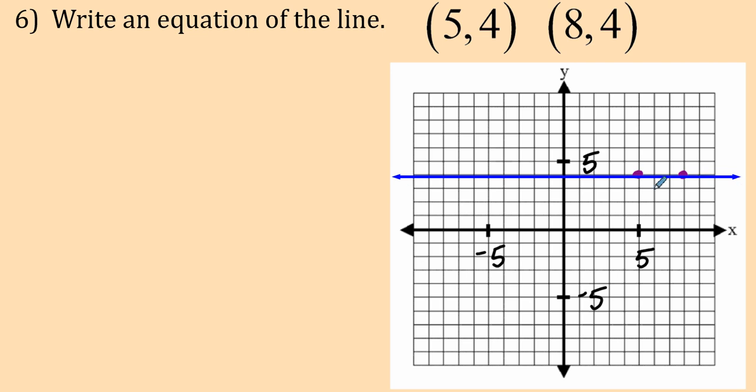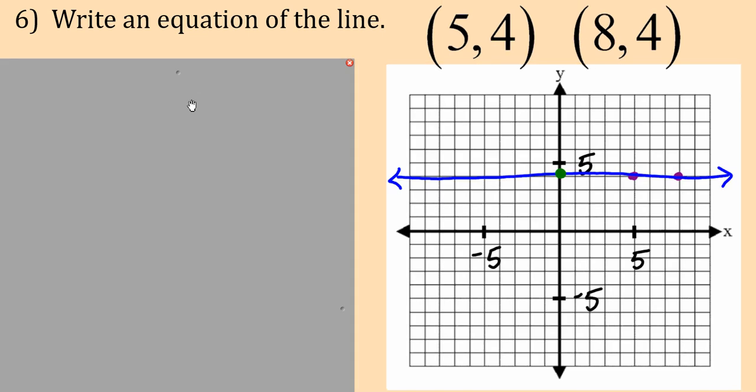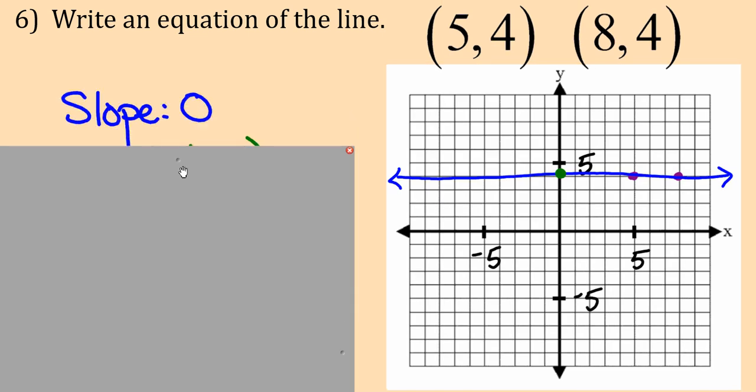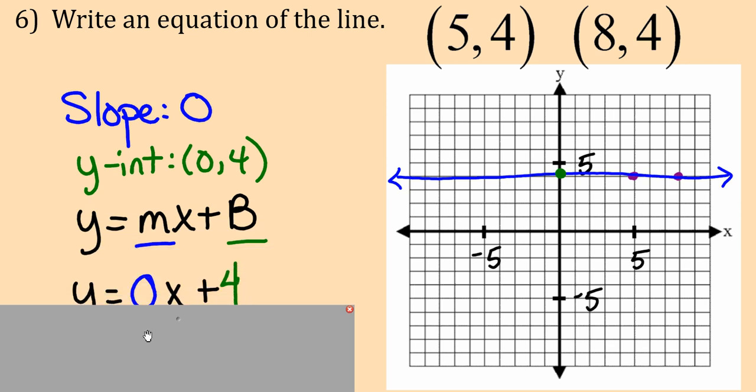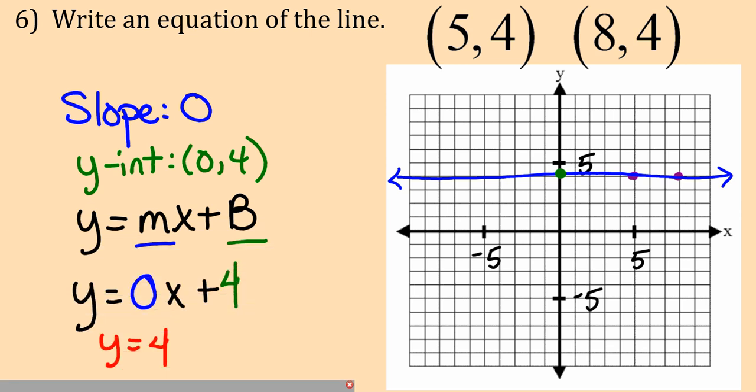If we're talking about the slope of this line, we're not going up or down any to get to the next point. We're just going over 3 units. Our slope is 0. Now, with the horizontal line, we can tell the y-intercept is at 0, 4. So we could write this very easily into slope-intercept form. Since the slope is 0, we know 0 times anything is 0. And so what are we left with? Just 4. Therefore, we have the equation y equals 4.